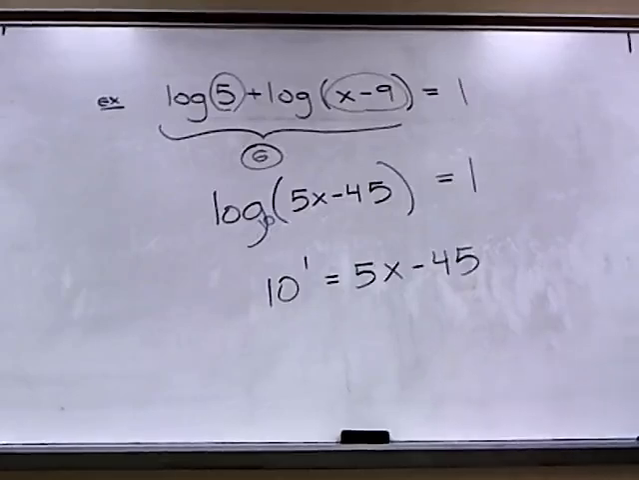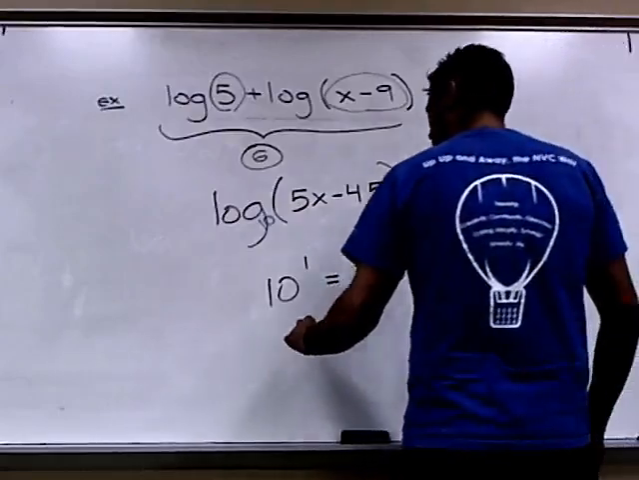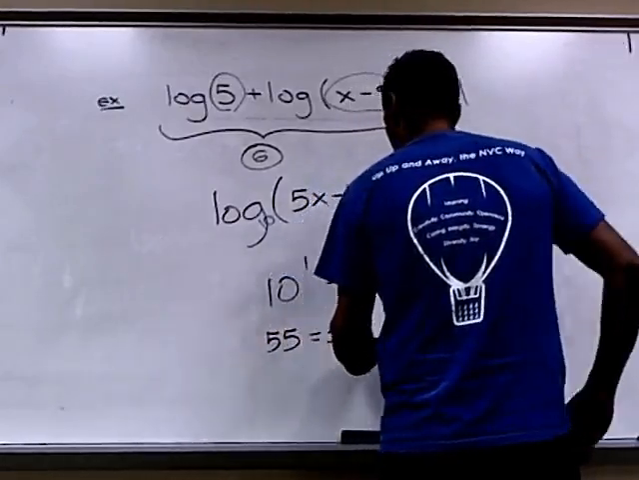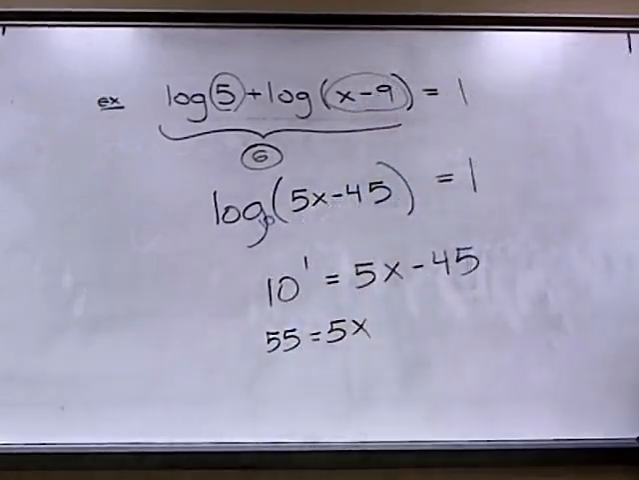Ten to the 1. Okay, add 45 to both sides. Divide by 5. Right? It's 11. Add 45 to both sides, you get 55 equals 5x. Divide both sides by 5, you get 11.